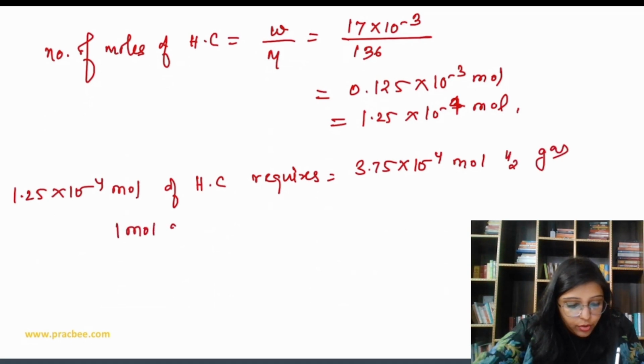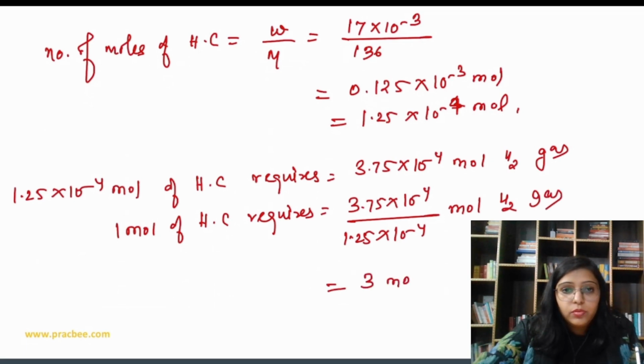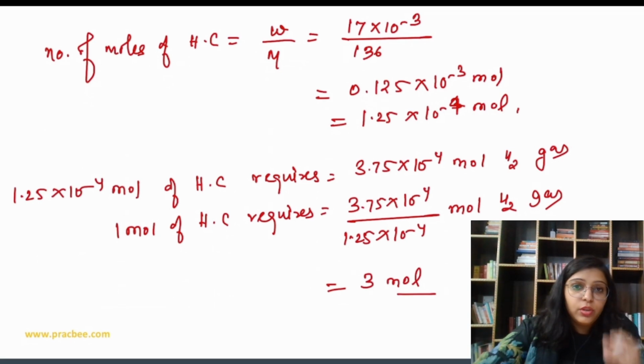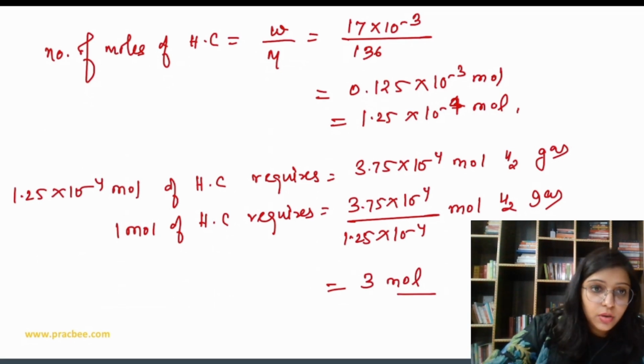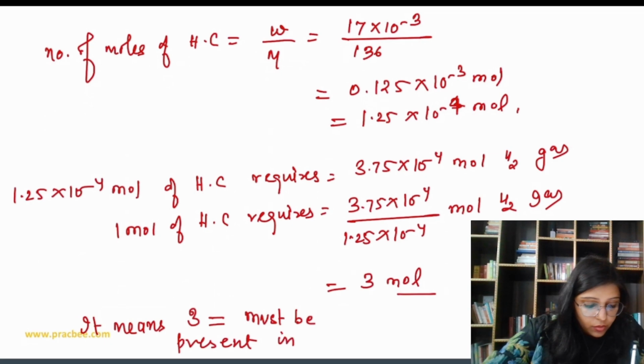So 1 mole of hydrocarbon requires 3.75 × 10⁻⁴ upon 1.25 × 10⁻⁴ mole hydrogen gas, which is equal to 3 mole. So if 1 mole of hydrocarbon requires 3 mole of hydrogen gas, it means 3 double bonds must be present in 1 mole of hydrocarbon.